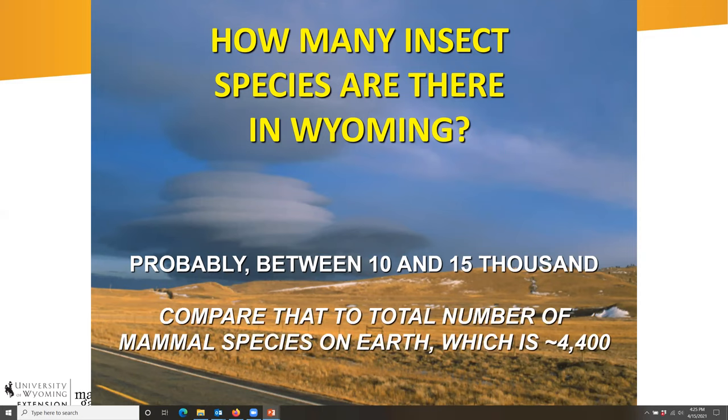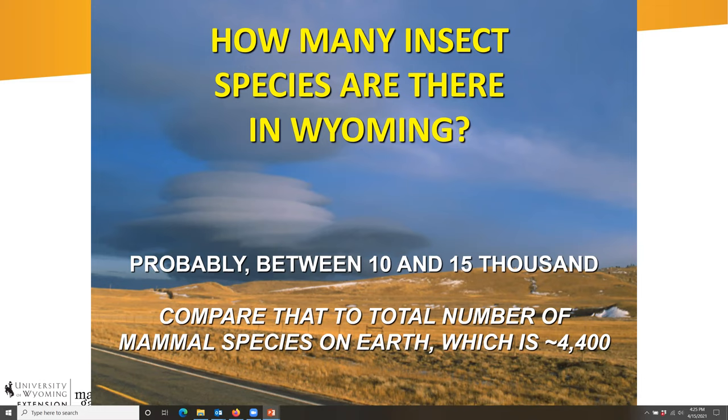So just to compare that, the total number of species of mammals on Earth, and we're mammals, is only, actually, I should update this number. I saw a more recent one, about 5,400. So Wyoming probably has three times the diversity of insect species as we have total species of mammals on Earth.